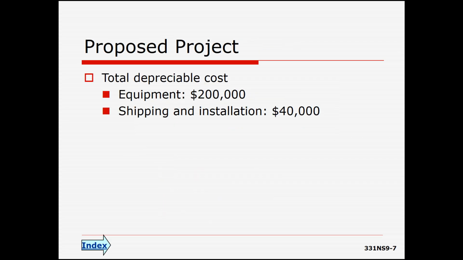Let's walk through a sample project and see how all the pieces fit together. First, the given data. Equipment needed will cost $200,000. The cost to ship and install it, $40,000. This makes the depreciable basis $240,000.